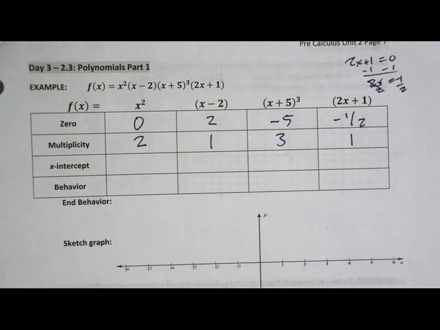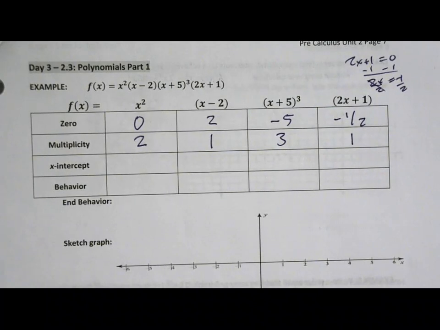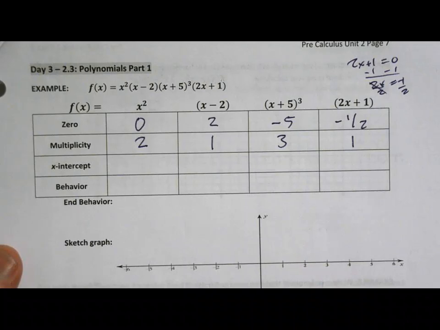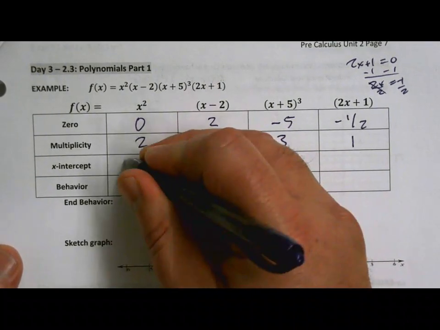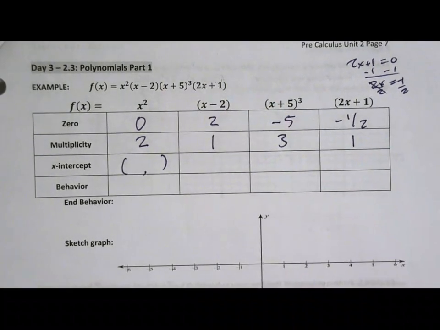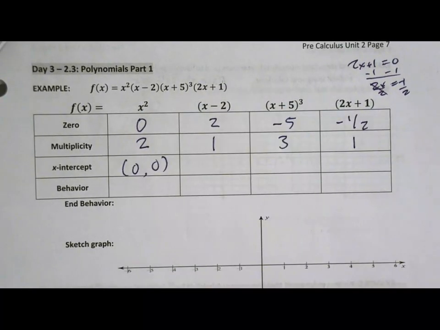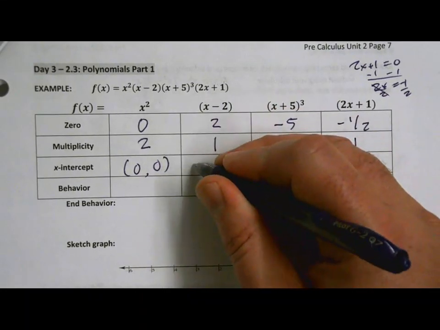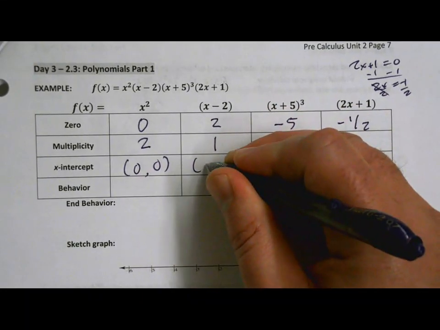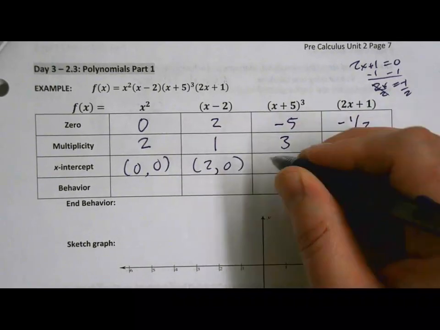X-intercepts. The x-intercepts are going to be the same as the zeros unless the zeros are imaginary, but we're not going to have to deal with that for a couple more lessons. So for right now, x-intercepts and zeros are the same, except an x-intercept is a point. Don't tell me the x-intercept is 0. Tell me the x-intercept is 0, 0. The x-intercept here would be 2, 0. Not 2. It's 2, 0.